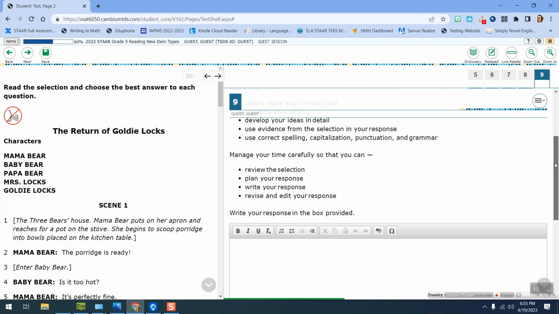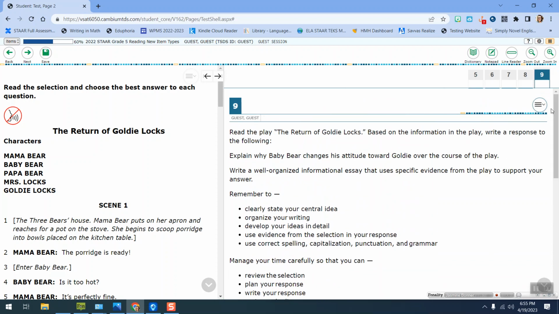So again, that's a lot of words. There was only one thing in here that had anything like a question for me, and that is this explain why statement. Explain why Baby Bear changes his attitude toward Goldie over the course of the play. So the first thing that I'm going to do is highlight this so that I can easily find it when I'm thinking and working, and if I need to come back to it, it's right there, it's highlighted, and it's easy to pick out.